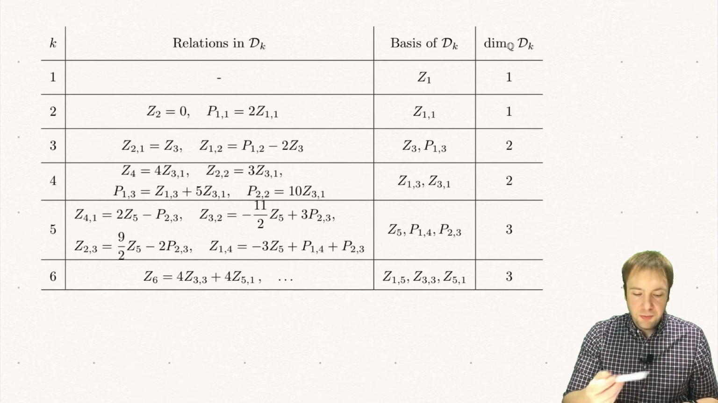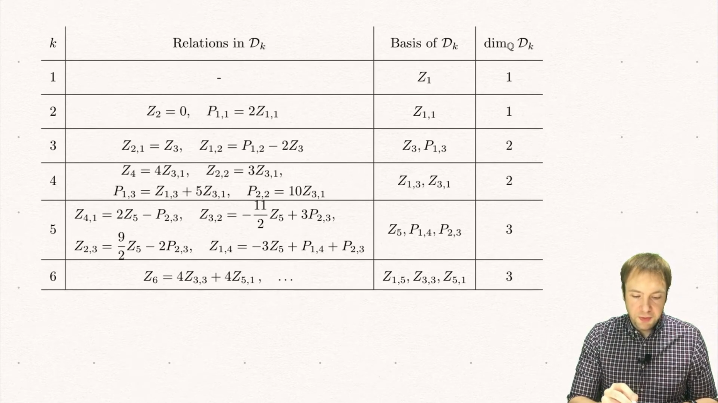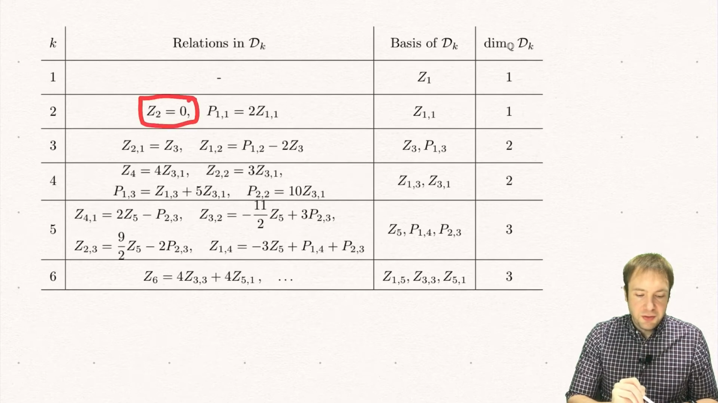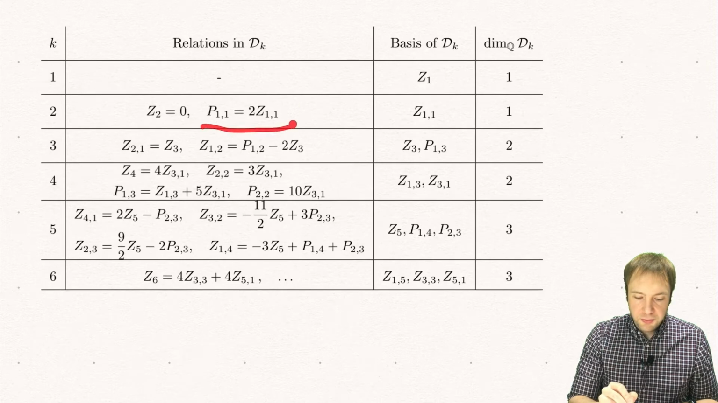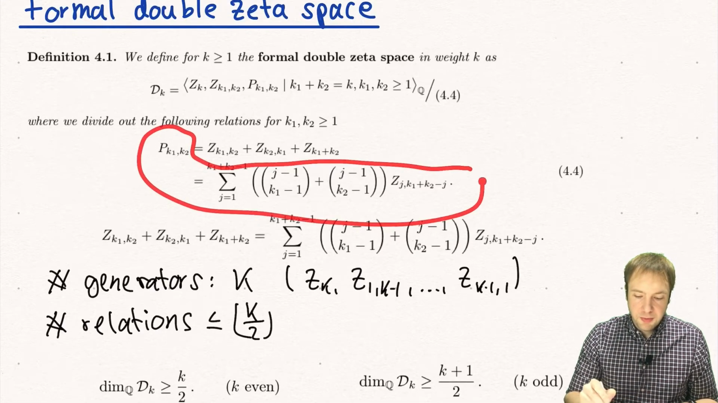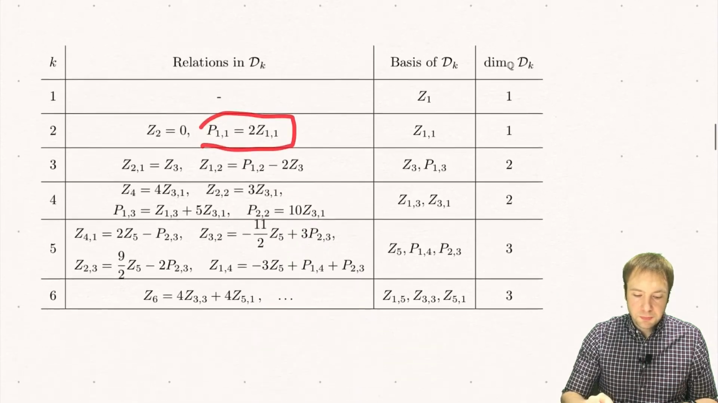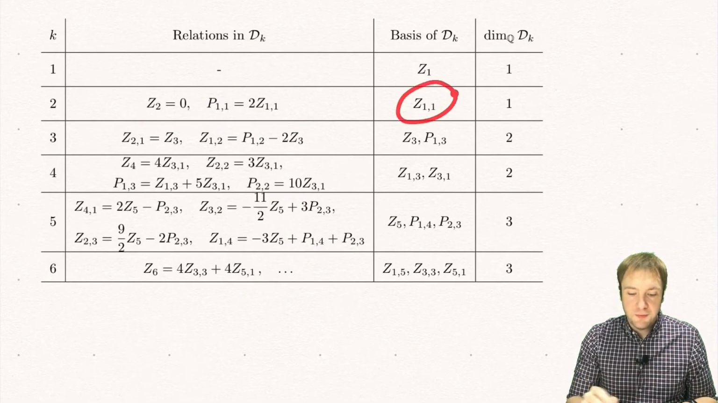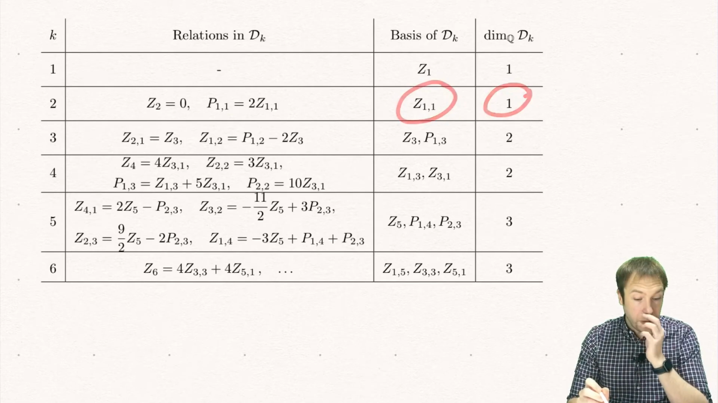But if you look at these relations, for the case k1 and k2 equal to 1, one relation you get is that Z2 always needs to be 0. And you can also see by the second equation here that P11 is 2 times Z11. So in this case, one possible basis is given by Z11 and the dimension is 1.